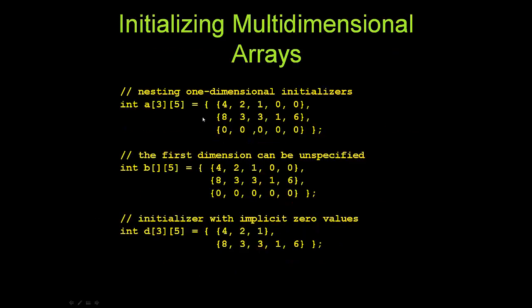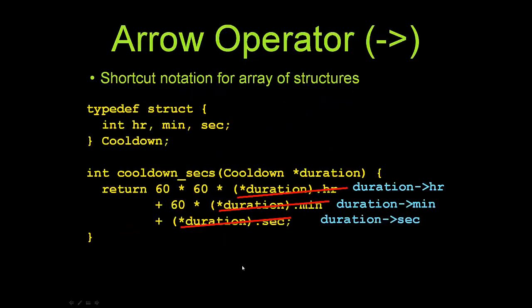Let's take a look. For example, if you have a nested 2D array, you can have an inside array, and all together outside is another array. So it's 5 for inside and 3 for outside. Or you can just set the inside dimension and let the compiler decide the outside for you. You can also have implicit 0 values by just setting some.